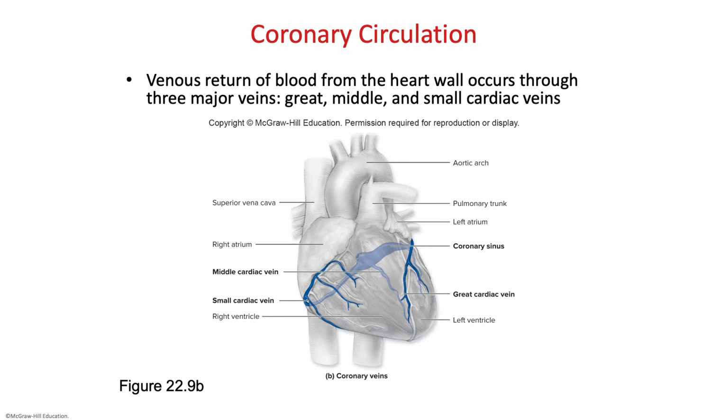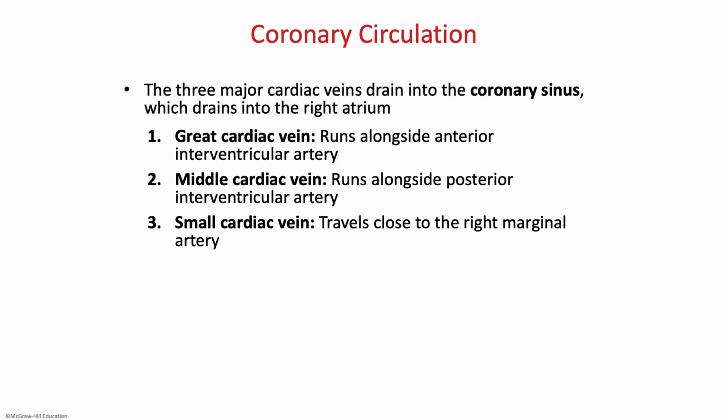Coronary circulation also has to do with venous return of blood from your heart wall, and it occurs through 3 major veins, the great, middle, and small cardiac veins. These 3 major cardiac veins will all drain into the coronary sinus, which you can see on the posterior side of this heart view. And that coronary sinus will drain into the right atrium. And this slide just describes a little bit of those coronary circulation veins.